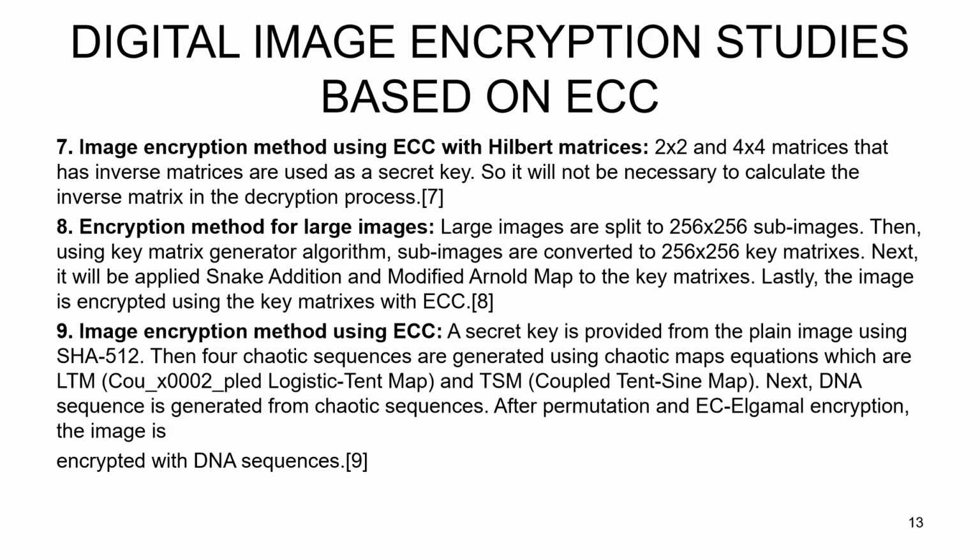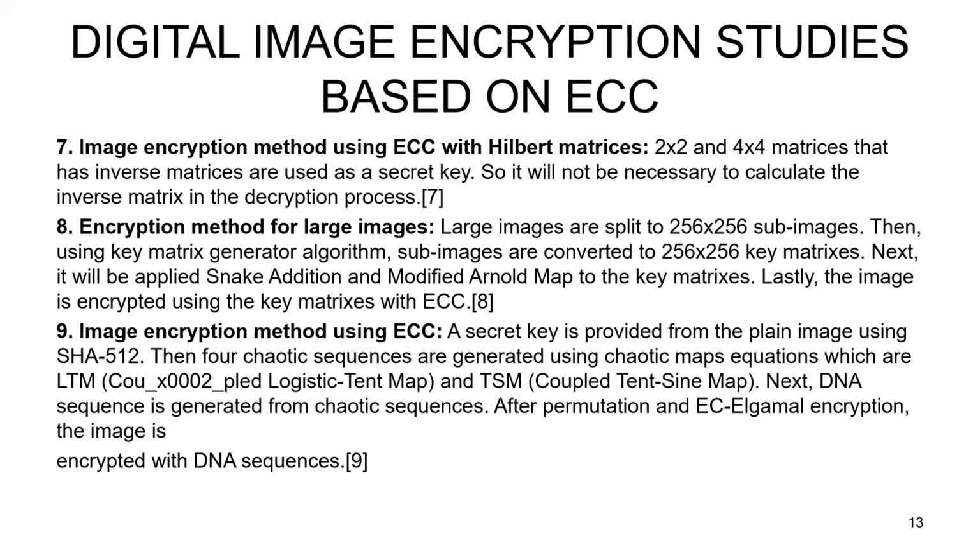Number 8, encryption method for large images. Large images are split into 256 by 256 sub-images. Then, using a key matrix generator algorithm, sub-images are converted to 256 by 256 key matrices. Next, snake addition and a modified Arnold map are applied to the key matrices. Lastly, the image is encrypted using the key matrices with ECC.